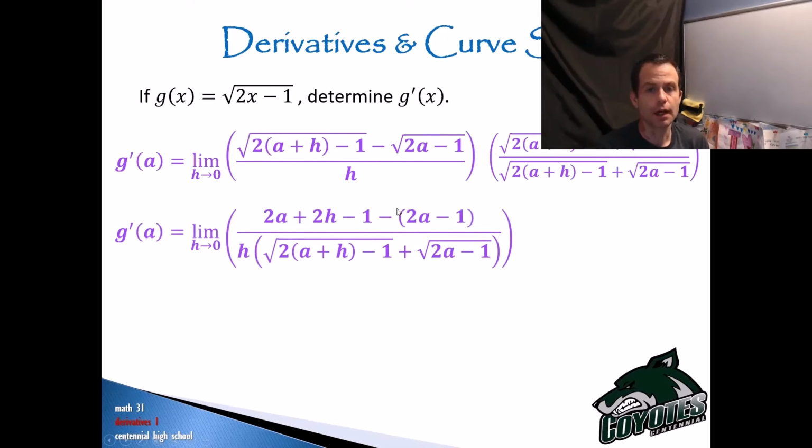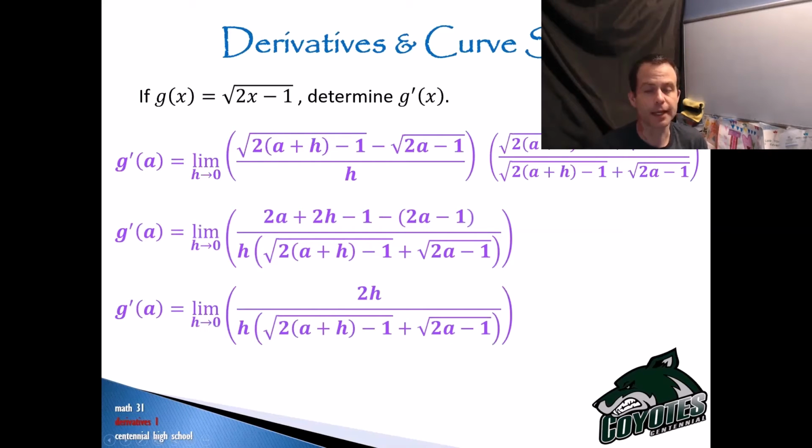Now I have to distribute my negative. My 2a's are going to go and my 1's are going to go, and I'll be left with just 2h, which gets rid of my problem because my h's can now divide each other out. So this guy's gone and this guy's gone, and now I can have h approach 0, no problem.